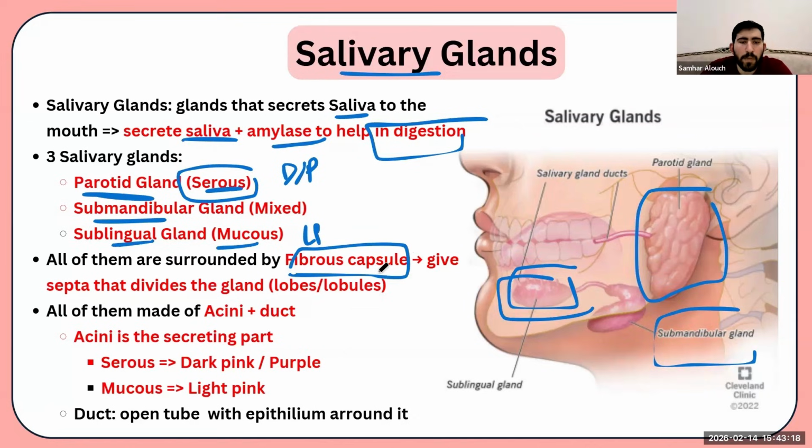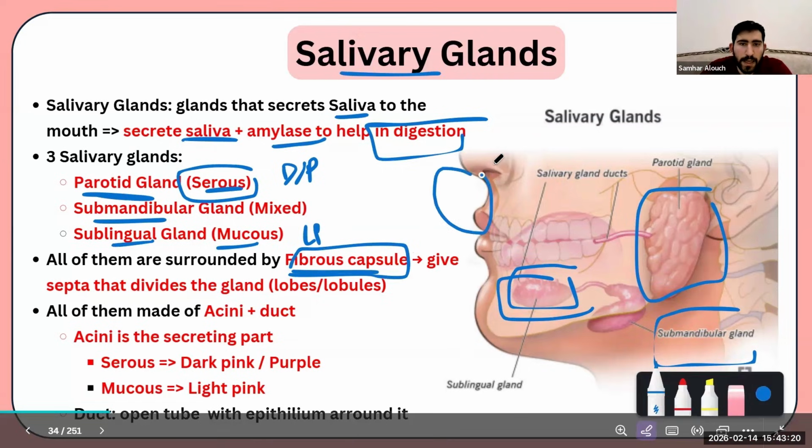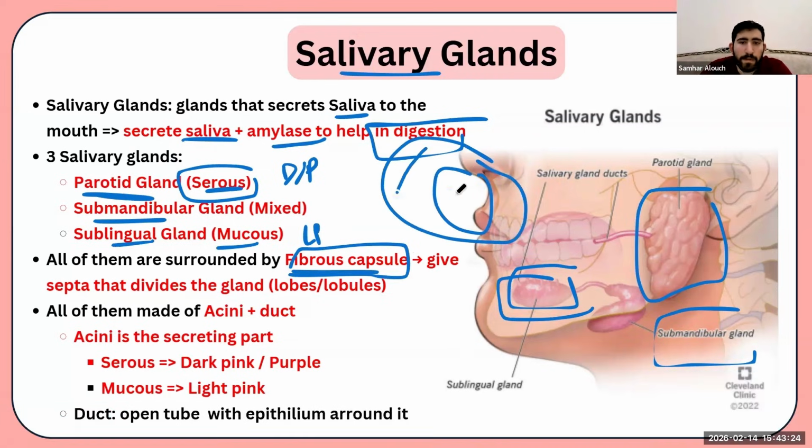All of them are surrounded by a fibrous capsule. So this is the gland and it's surrounded by a capsule. This capsule is made of fibrous tissue. It will give a septum. And this septum, let's say it goes throughout the whole gland, dividing the gland into two lobes. Then it will give another septum, dividing it into more lobules. So the salivary glands are surrounded by a fibrous capsule, and the capsule will give septa that divide the gland into different parts.